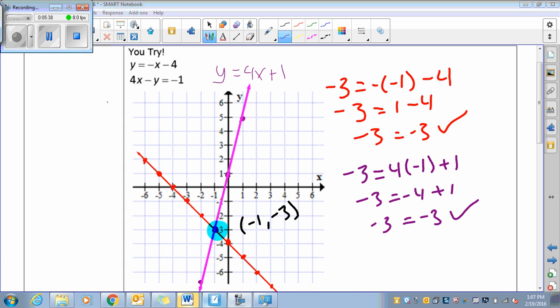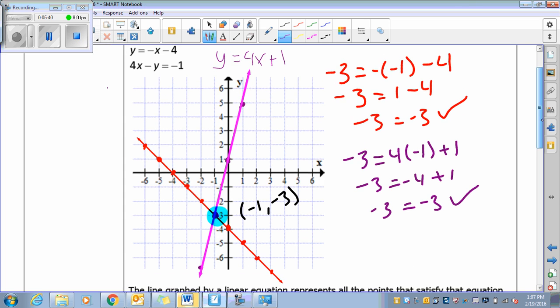All right, you should have solved this system of equations. When you take 4x minus y equals negative 1 and put it in slope-intercept form, you should get y equals 4x plus 1. And when you graph both equations, you will get an intersection at the point negative 1, negative 3. When you plug in negative 1, negative 3 to each equation to see if it's a solution, they do in fact both check out. So we know that negative 1, negative 3 is in fact the solution to our system.